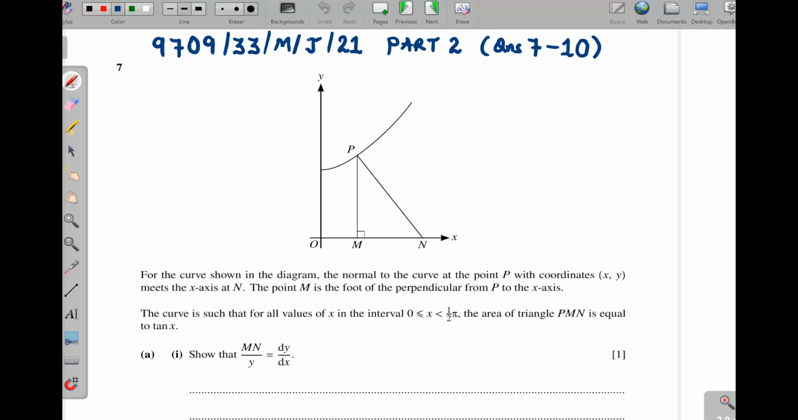Part 2. This is for questions 7 to 10. Question 7. For the curve shown in the diagram, the normal to the curve at the point P with coordinates x, y meets the x-axis at N.